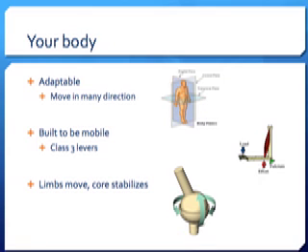The next one is it's built to be mobile, and I've just put under there class 3 levers, or third class levers. Basically what this means is, if you can see the picture on the right hand side there, you've got fulcrum, effort and load, and you can see an arm there with a bicep. Now this is the lever that is most prevalent in anyone's body, in everyone's body. And you can liken it to a drawbridge. So if you can look at that arm there and picture it as a drawbridge.